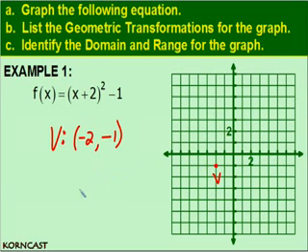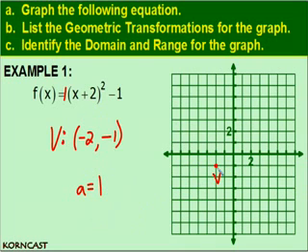Now let's direct our attention to the a value. Well, the a value in this particular equation is 1, because 1 times quantity x plus 2 squared is going to be x plus 2 squared. Since our a value is 1, there will not be a vertical stretch or compression. So we will have our standard parabola at this vertex.